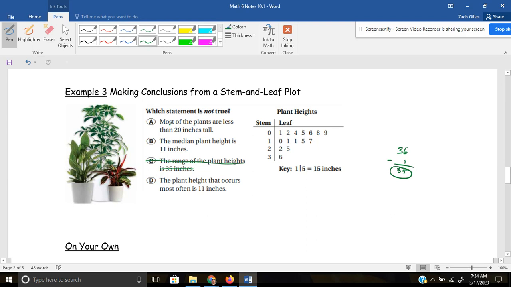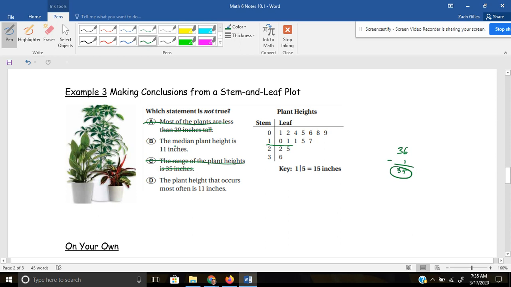Oh, okay, let's jump to letter A. Most of the plants are less than 20 inches tall. Okay, well, here's that cutoff. This would be 17, this would be 22. So are most of them less than 20 inches tall? Yeah, there's only 3 that are taller than 20. So that's also a true statement. I'm looking for the one that's not true. Okay, so let's jump around again.